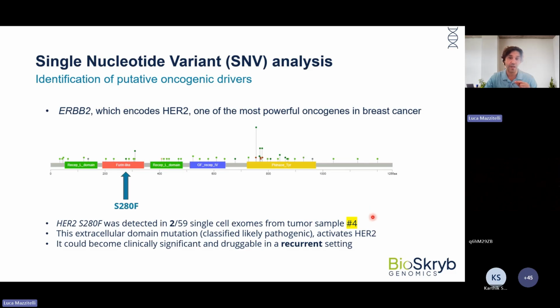that, if you remember, was typed as HER2 negative, two of those cells are carrying a specific mutation, S280F. This is an extracellular domain mutation classified as likely pathogenic, which actually activates HER2. So maybe it is not significant, having only 2 cells out of 59 carrying this mutation, but it can become clinically significant and a druggable target in a recurrent setting.